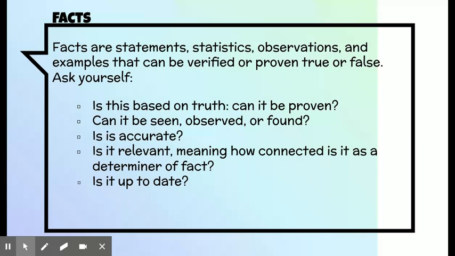Facts are statements, statistics, observations, and examples that can be verified or proven true or false. When you're looking to determine if something is a fact or an opinion, ask yourself if it is based on truth. Can it be seen, researched, observed? How do you know if it's true? Is it accurate? Is it relevant? How relevant is it to what you're researching? And is it up to date? Statistics from 1970 could be very different from statistics in 2020.